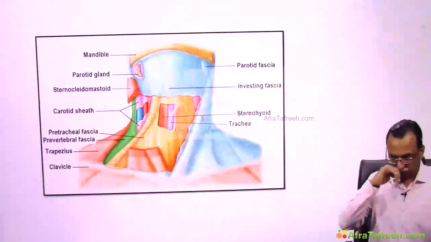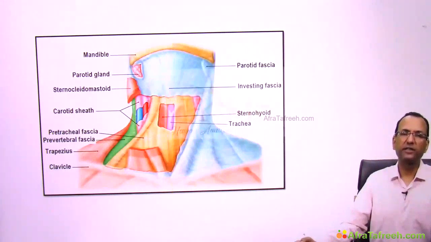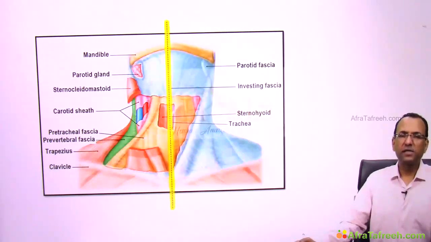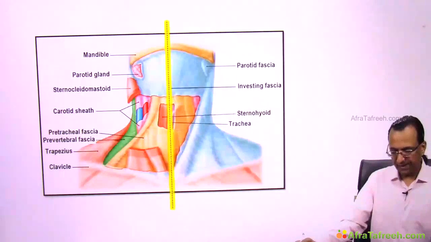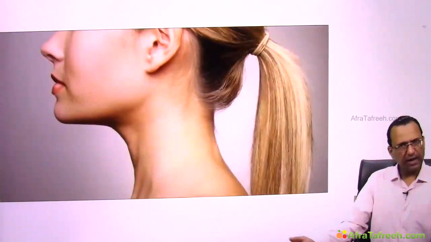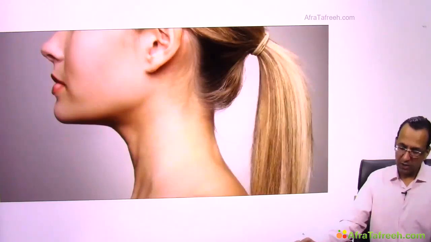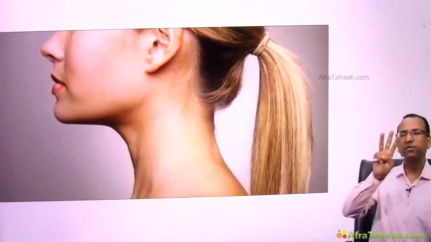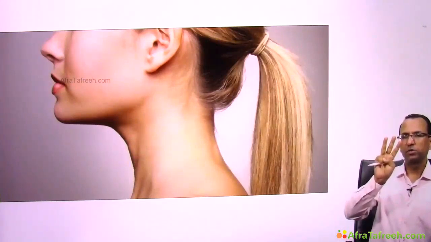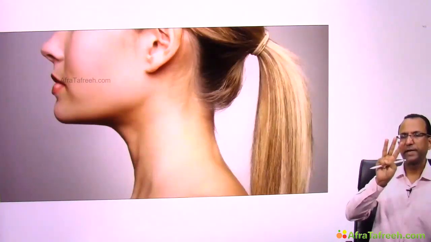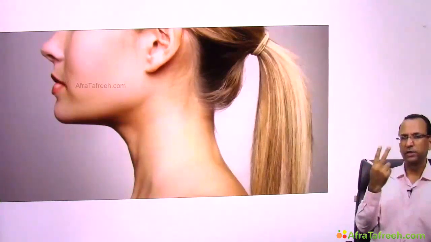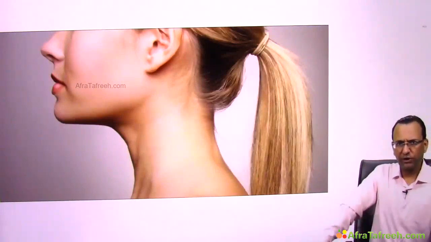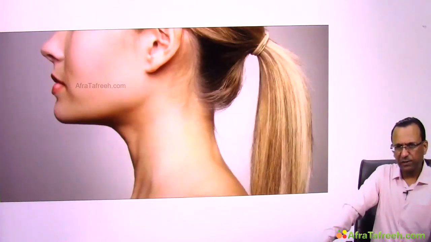Now let us take a sagittal section of the neck region to discuss the cervical fascia. This is the lateral view, and you are taking a sagittal section. What you want to see there is 3 fascia and 3 spaces. But later I will add 2 more fascia, so total 5 fascia, 3 plus 2. But first 3 fascia and 3 spaces.